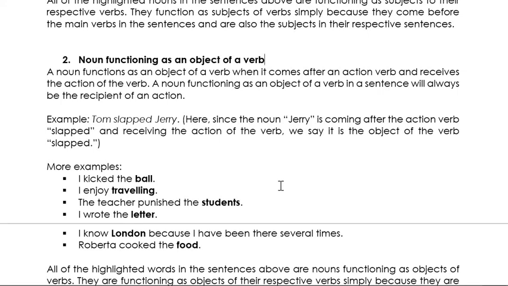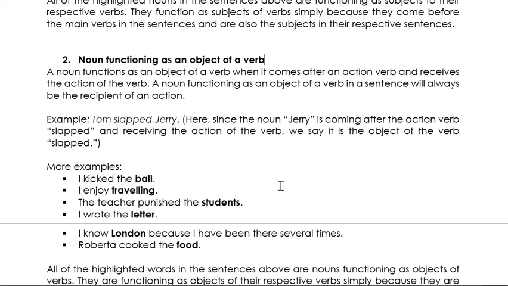Take for example, Tom slapped Jerry. Tom is the subject who performed the action. But who or what is the receiver of the action slapped? Jerry, of course. So that makes Jerry the object of the verb slapped. The other sentence examples clearly make this point stand out. The words in bold are all the objects of the verb that precedes them.